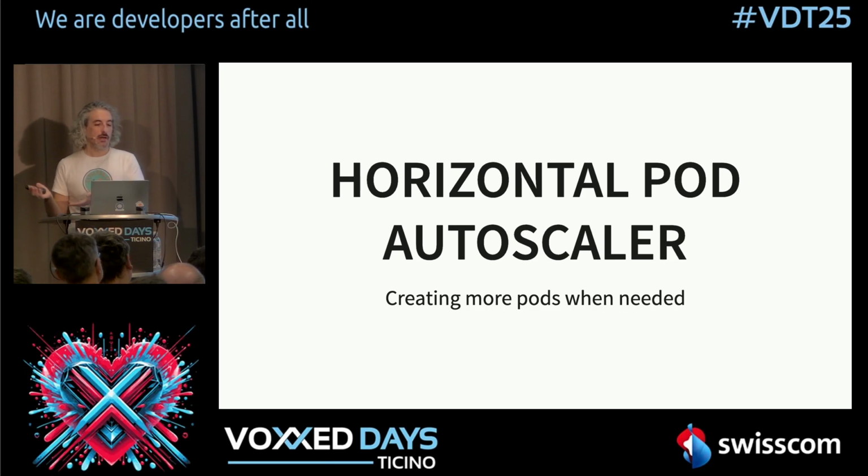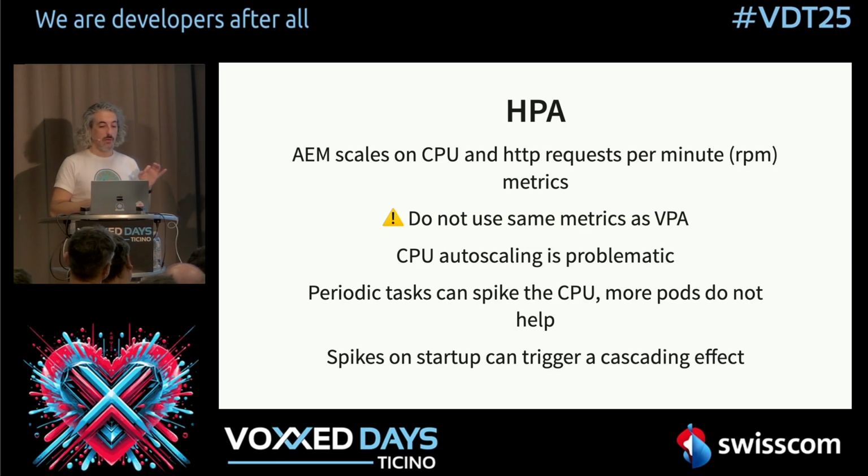The other autoscaler, also well known, is the horizontal pod autoscaler that is creating more pods when needed. So we do scaling on CPU and requests per minute. And the advice is do not use the same metrics as VPA, because otherwise you're going to be scaling in both directions at the same time, and it's going to be messy. Things are not going to work as you expect.